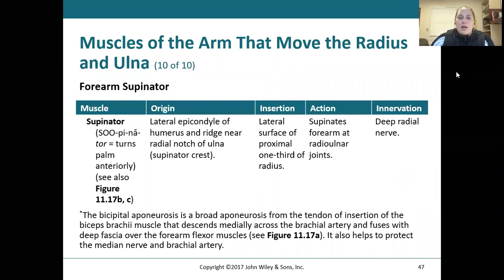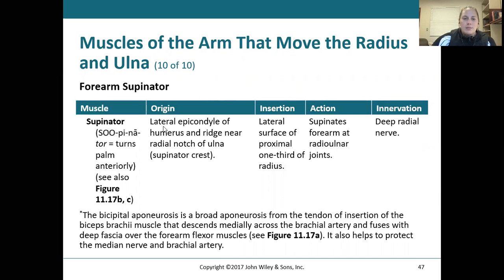Okay, so the supinator, the forearm supinator: its origin is the lateral epicondyle of the humerus and the ridge near the radial notch of the ulna. Its insertion is the lateral surface of the proximal third of the radius. It supinates the forearm at the radio-ulnar joint, and the deep radial nerve is the innervation.